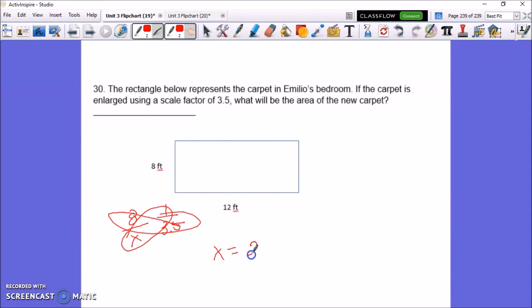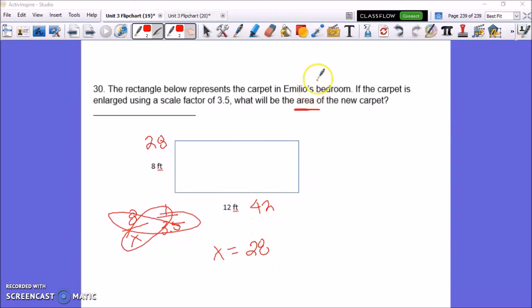gives us 28. So instead of setting it up again, I just know 12 times 3.5 will give us the next one, and it's going to be 42. So this is 42, this is 28. But that's not what it's asking. It wants to know that.